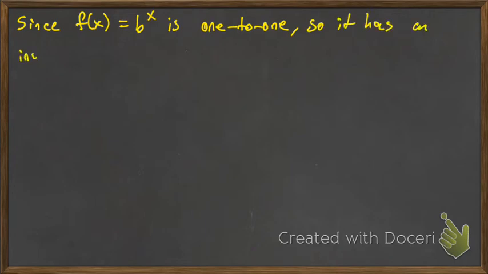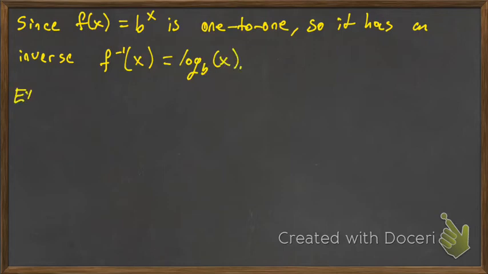Alright, so it has an inverse function, and so we will call f inverse of x equal to log base b of x. So what we'll do is a compare and contrast between the exponential and the logarithm. Exponential: f of x is equal to b to the x.